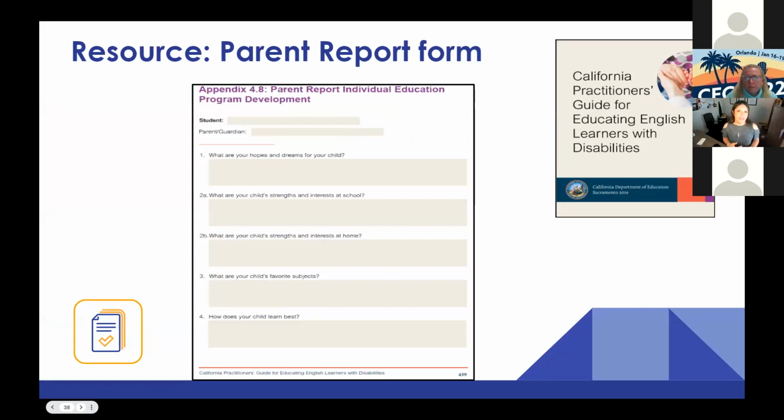So oftentimes when collecting data or information from parents, we have the need of a structured form, a way of collecting information that will be relevant, that is going to support the development of the IEP. One of the many resources contained within the California Practitioner's Guide for Educating English Learners is the parent report form. Again, like all of the appendices that we're referencing today, these have been made available for you as individual standalone PDF documents that you can download, save locally, type in, save, print out as it best fits your needs.